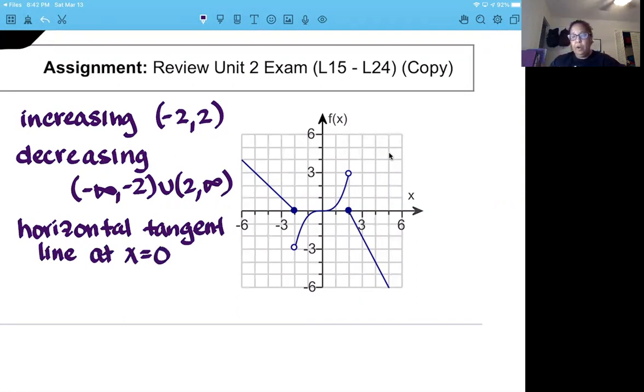And then the other thing I'm going to note is from -infinity to -2 and from 2 to infinity, those are lines, which means they have a constant slope. So I can see that the slope from -infinity to -2 is -1. So the graph of the derivative should look like the constant line y equals -1. From 2 to infinity, it is going down 2 and over 1. So that means it's going to have a slope of -2. So the graph should look like y equals -2.